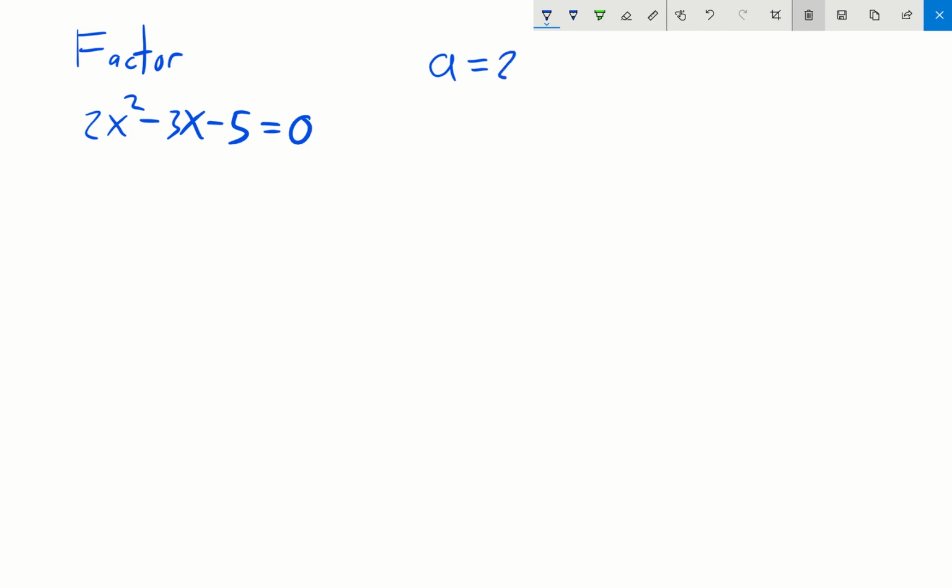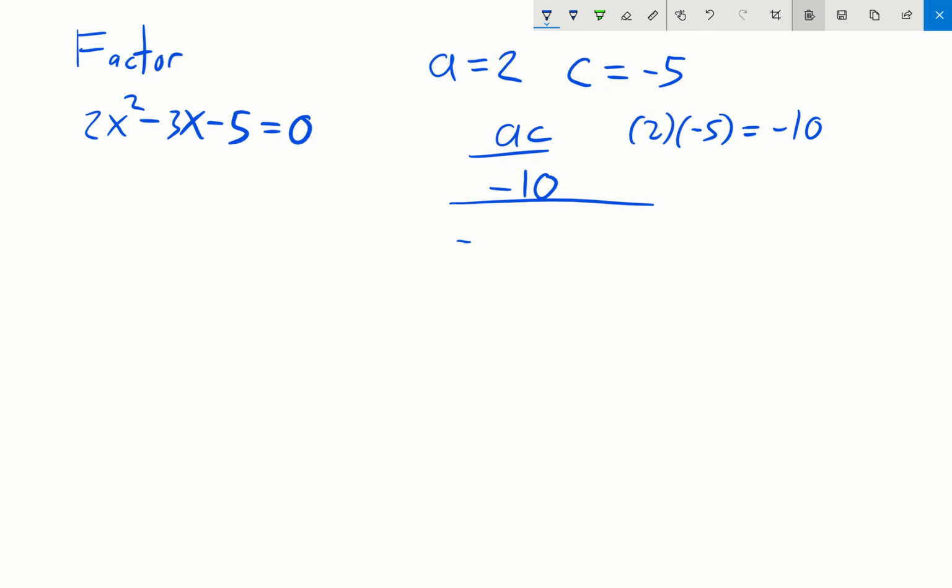The value of A is 2. The value of C is negative 5. So we form the AC number. We do A times C. 2 times negative 5 is going to give us negative 10. So the AC value is negative 10. We now write out all of the different factors of negative 10. They are negative 1 and positive 10, negative 2 and positive 5, and then this order would flip. We can also put the signs on the other factor. So 1 with negative 10 or 2 with negative 5.